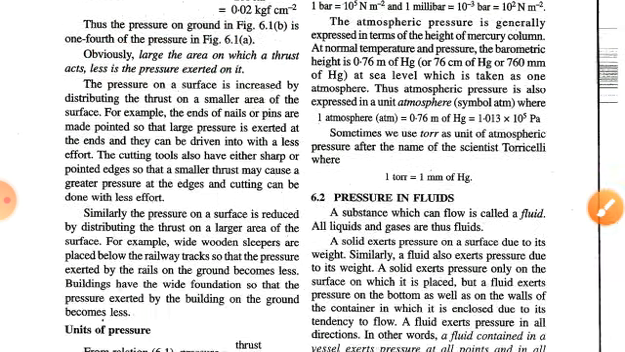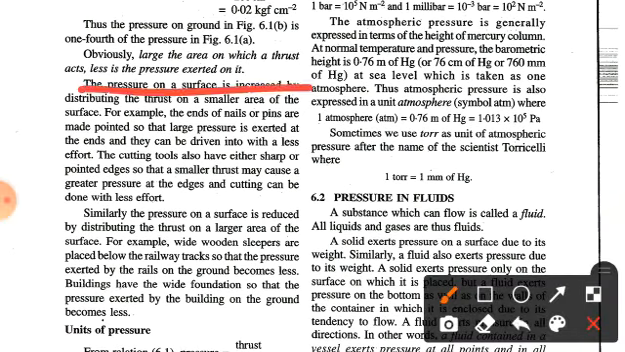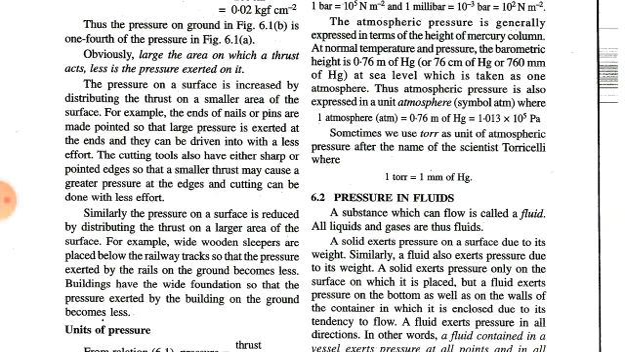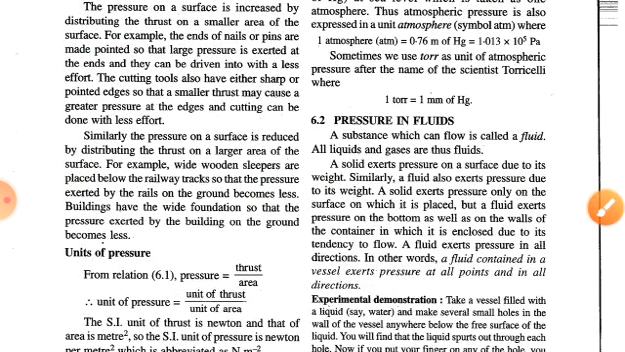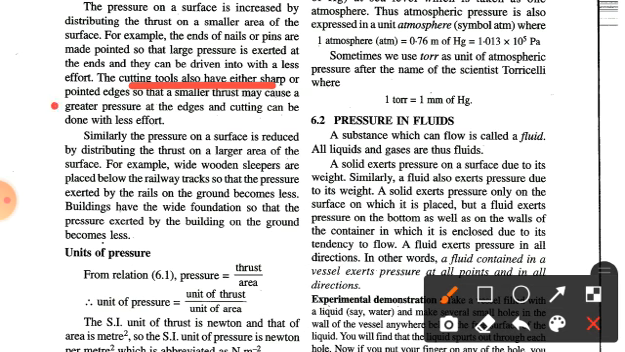Fine. Now the pressure on a surface is increased by distributing the thrust on a smaller area of the surface. So for example, the ends of nails or pins are made pointed so that a large pressure is exerted at the ends and they can be driven in with less effort. Clear? So the cutting tools also have sharp or pointed edges so that a smaller thrust may cause a greater pressure at the edges and cutting can be done with less effort.